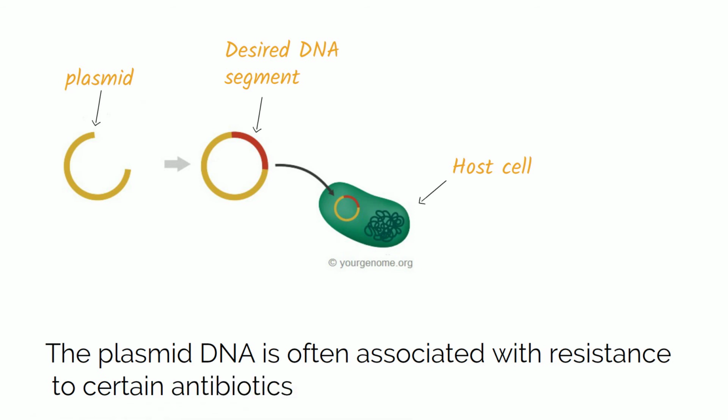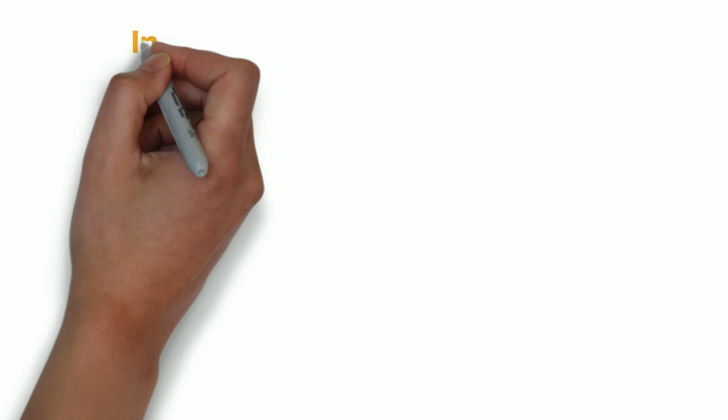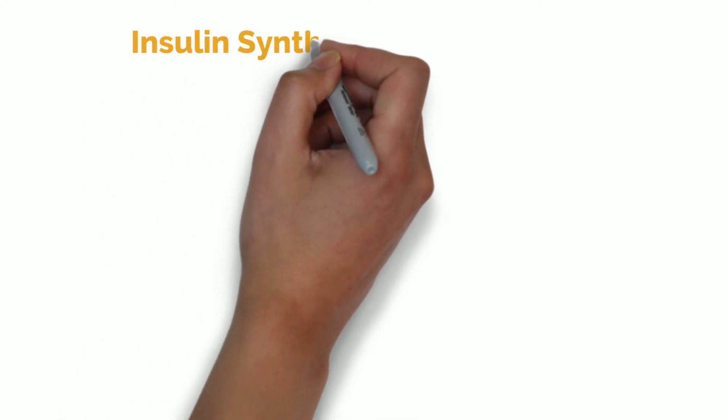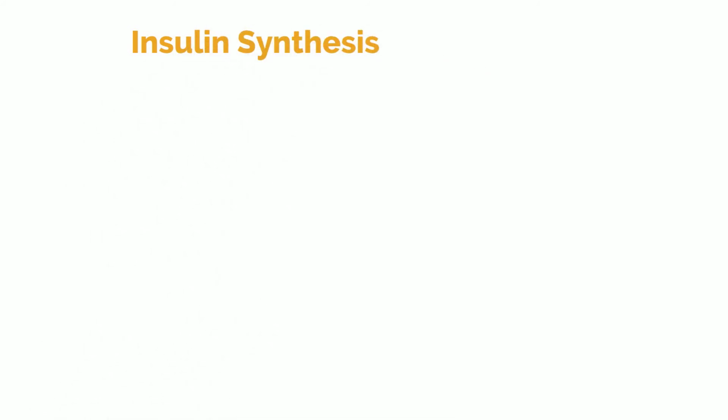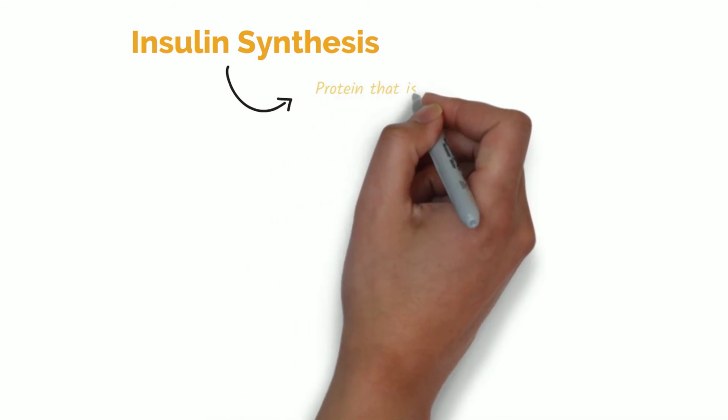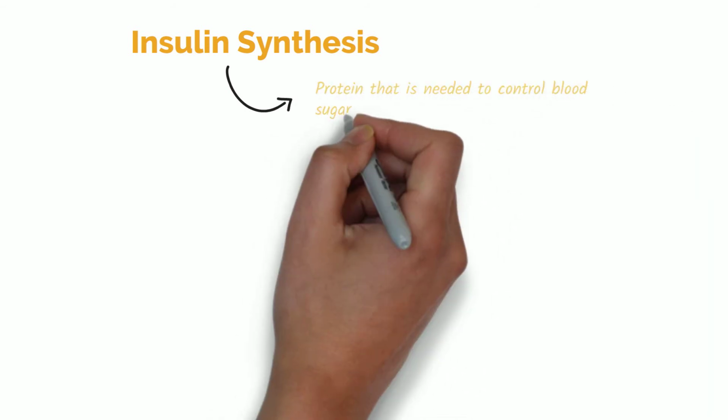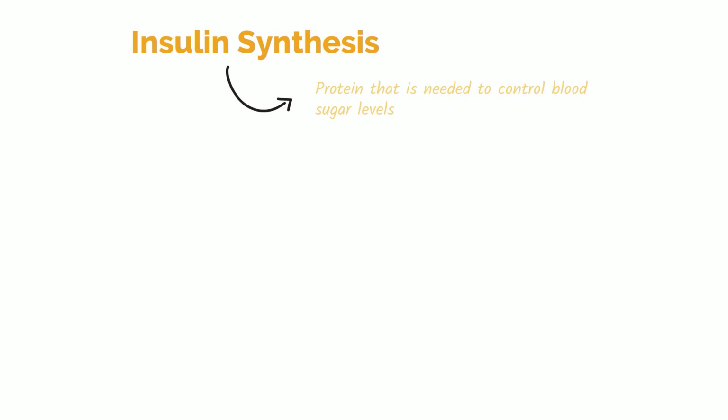An important use of this technique is the synthesis of insulin. Insulin is a protein that is needed to control blood sugar levels. People who suffer from type 1 diabetes are unable to produce this protein themselves, so they regularly need to inject insulin. So the process of producing insulin through genetic engineering is the following.